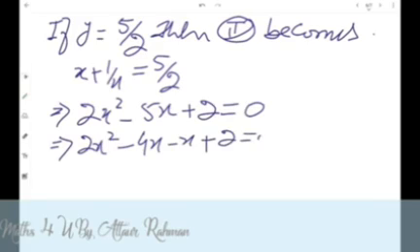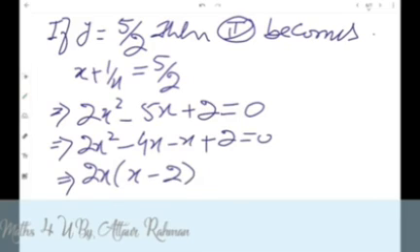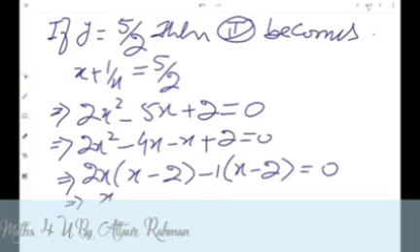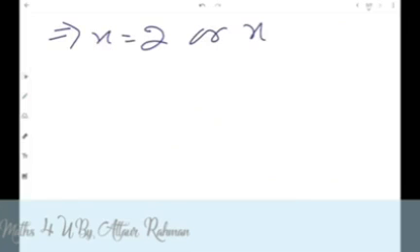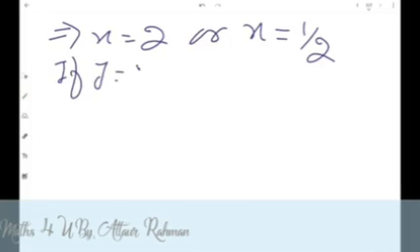Here again we are making use of factorization to solve this quadratic equation. That is, we will get the factors of the given equation like x minus 2 into 2x minus 1 is equal to 0. And again, we will use the zero product property to get the value of x, that is x is equal to 2 or x is equal to 1 upon 2. So these are the first two roots of the given disguised quadratic equation.